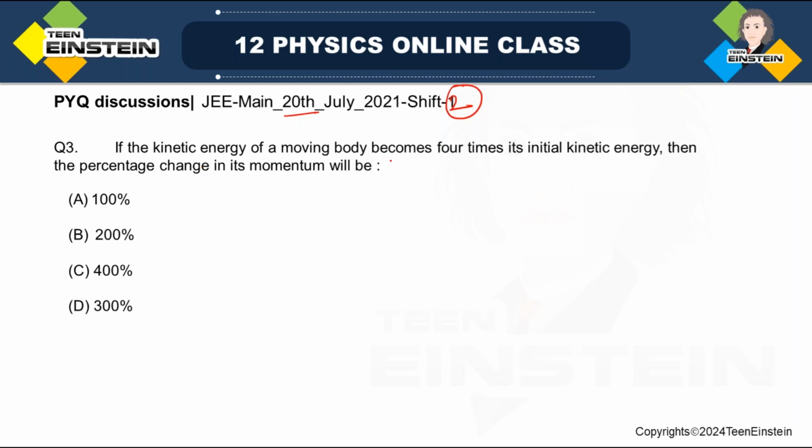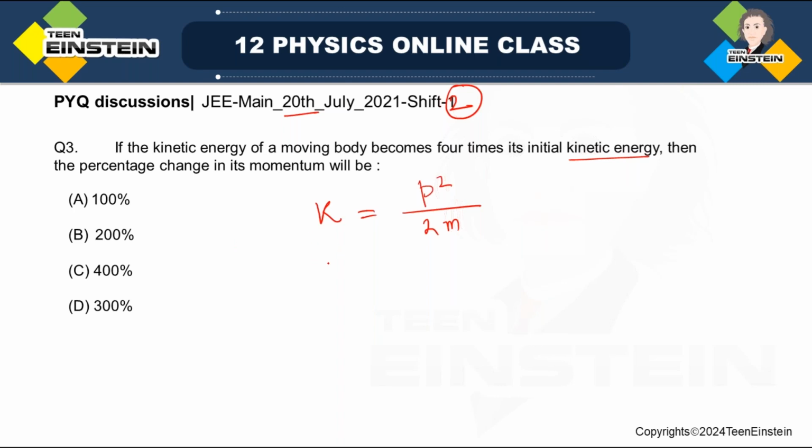If the kinetic energy of a moving body becomes 4 times its initial kinetic energy, then the percentage change in its momentum will be. Look, I know the kinetic energy, let me write that as K itself. We know K is P square by 2m, for any object. Now the kinetic energy has become 4 times.